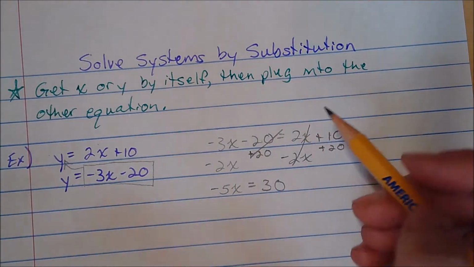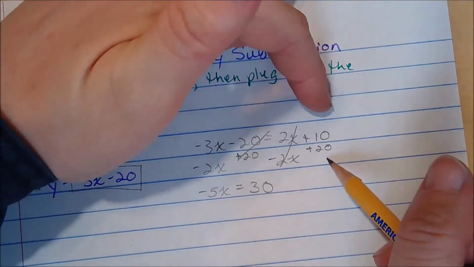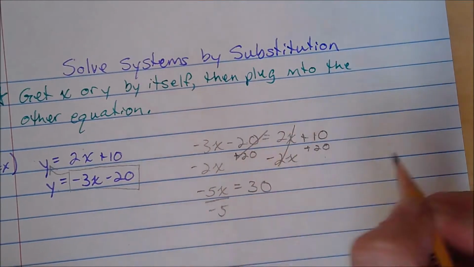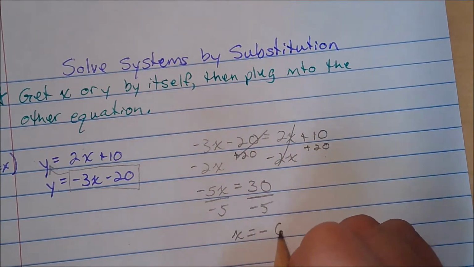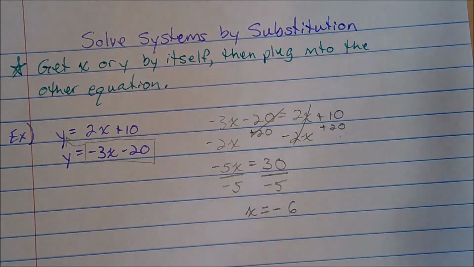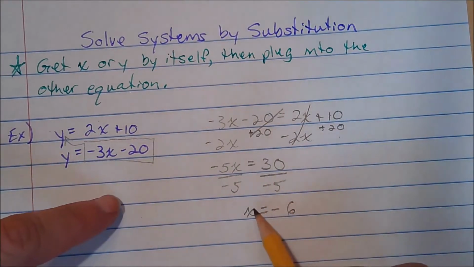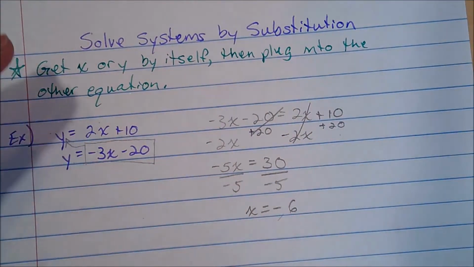So all I did was move the variables to the left side and the constants to the right side. Then to get x by itself, I just divide by negative 5. And I get x equals negative 6. Then you're going to do just like we did on the elimination lesson. Once you find one of the variables, you go ahead and use it to find the second variable by plugging it into one of the equations.